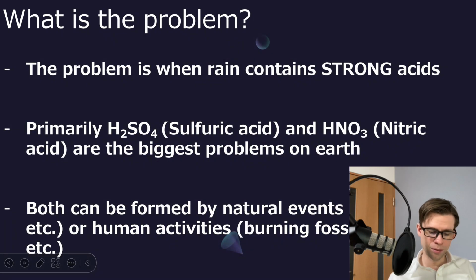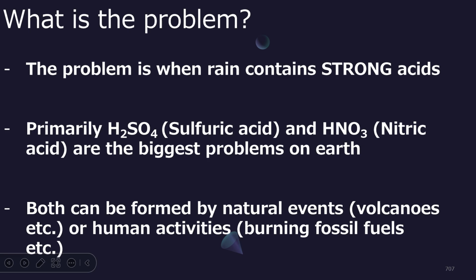So what is the problem then? The problem is when rain contains strong acids. If you studied acids and bases, you'll know that strong acids release all of their protons. So primarily sulfuric acid, H2SO4, and nitric acid, HNO3, are the biggest problems here on Earth for acid rain. They are strong acids. Both can be formed by natural events like volcanoes, or by human activities like burning fossil fuels in factories or vehicles.